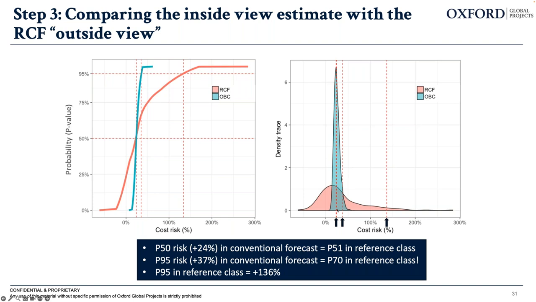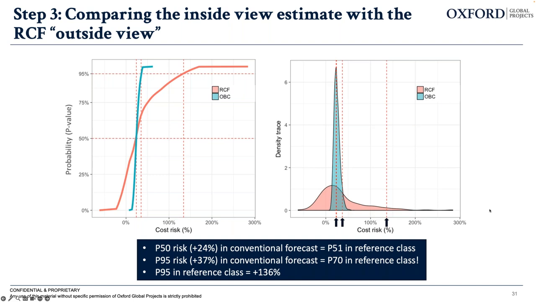Looking at the P75 risk in the conventional forecast, so towards the outer edge of their distribution, that equates only to a P70 in the reference class. And ta-da, the long fat tail: the P95 in the reference class asks for a 136% uplift on the baseline estimate.